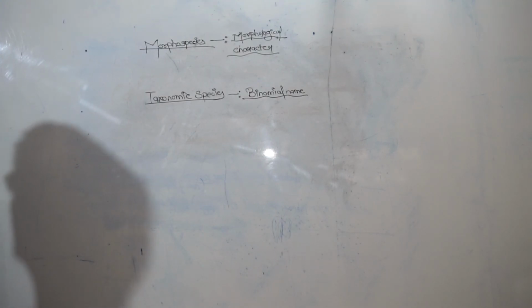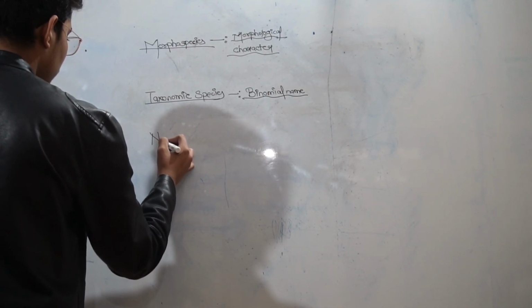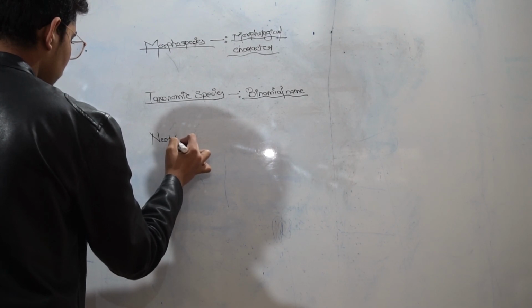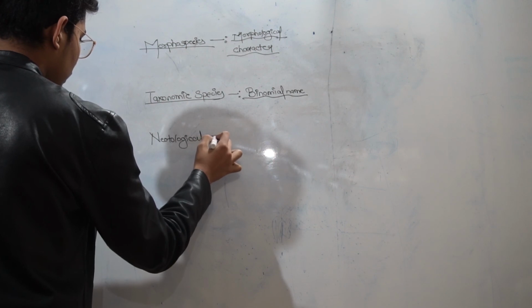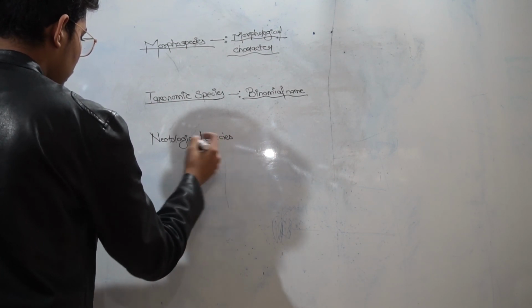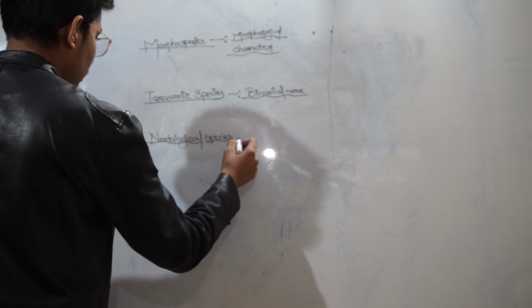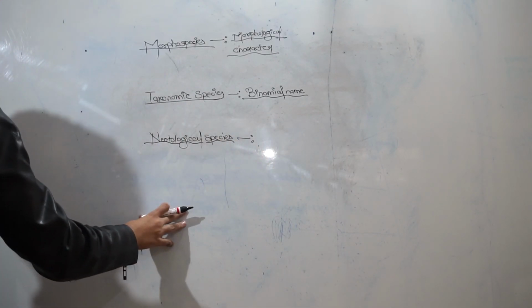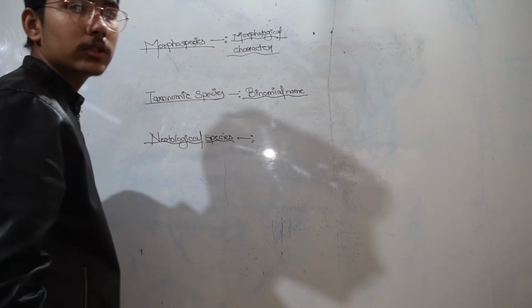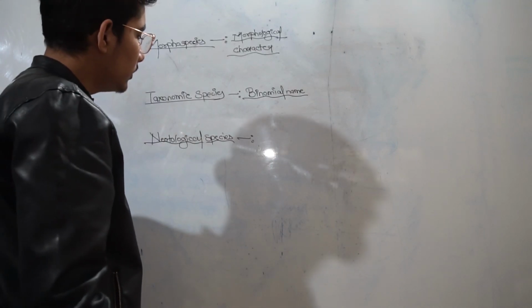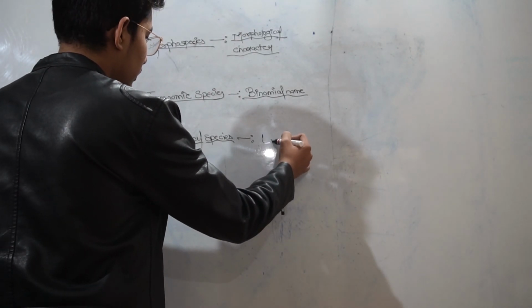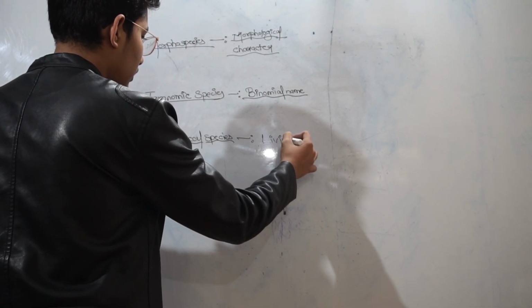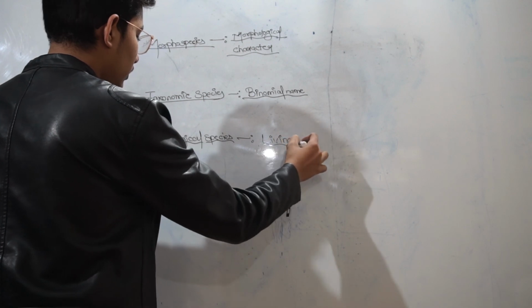And the last one is neontological species. Neontological species are those which were erected on the basis of their living characters.